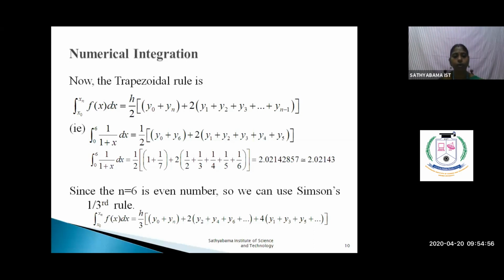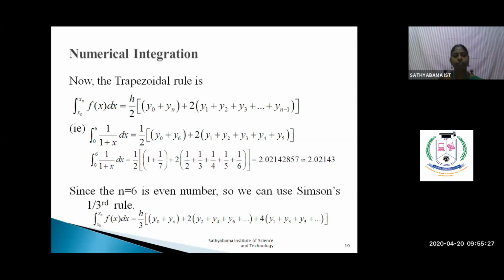And you know well what is y0, what is y6. So that I have written. Plus 2 times of the remaining entries. What are the remaining entries? After y0 and y6 were taken, y6 is the last entry of our problem, that is my yn. Plus 2 times of y1 plus y2 plus y3 plus y4 plus y5. These are the remaining entries that are taken here.